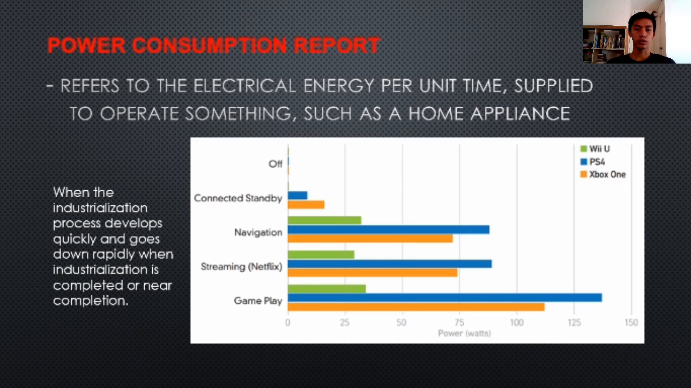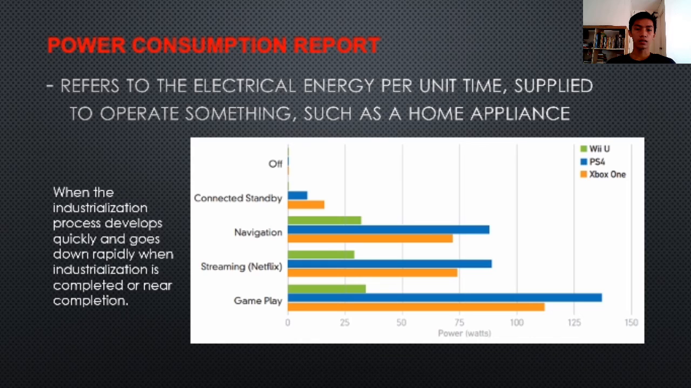So this refers to electrical energy per unit time supplied to operate something such as home appliances. One example is appliances or any gadgets, but mostly appliances are the priority.